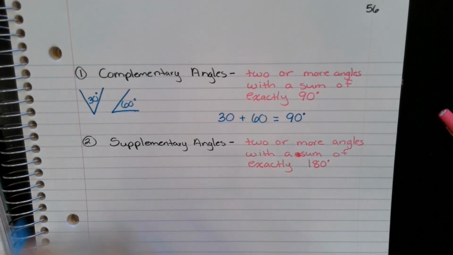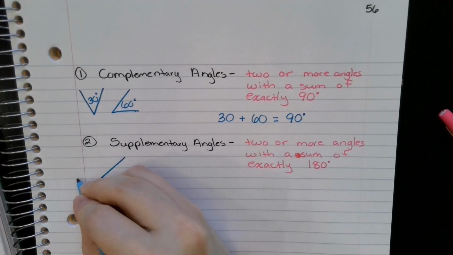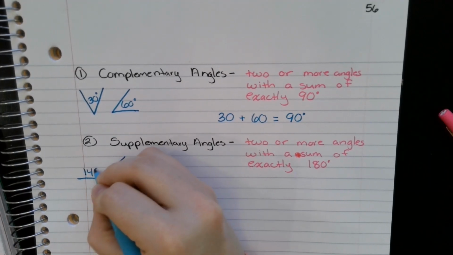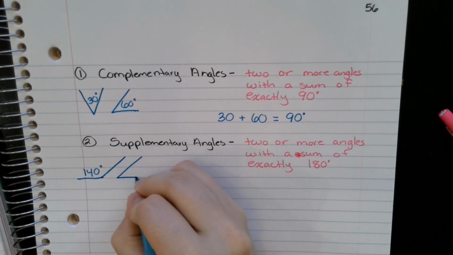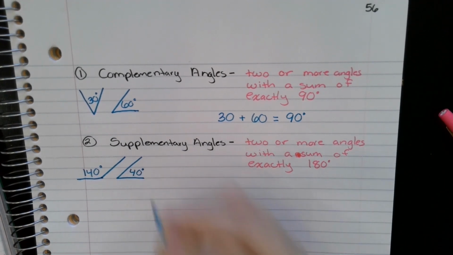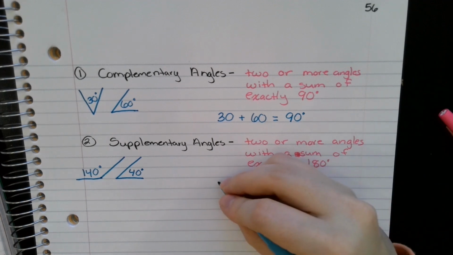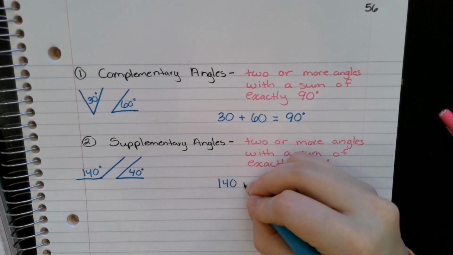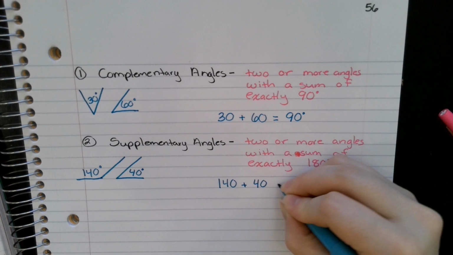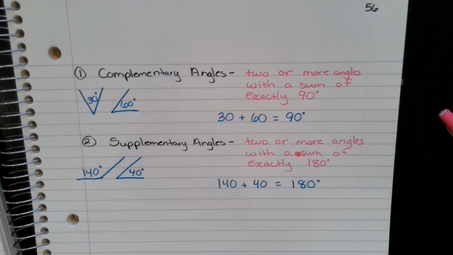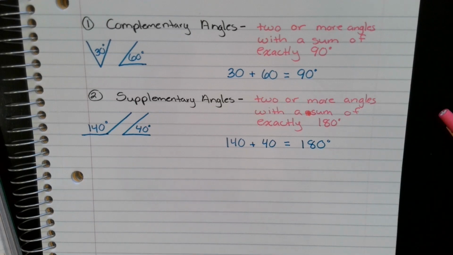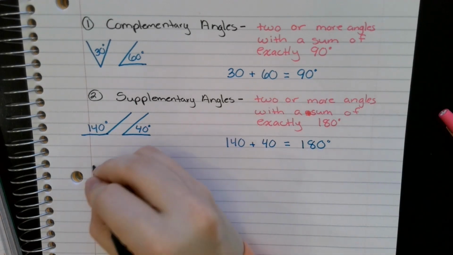Okay, so for here I might have an angle that is 140 degrees, and then I might have another angle that is 40 degrees. And if I take 140 and add it with 40, that's going to equal 180 degrees. Okay, then we have one more relationship that we're going to focus on.